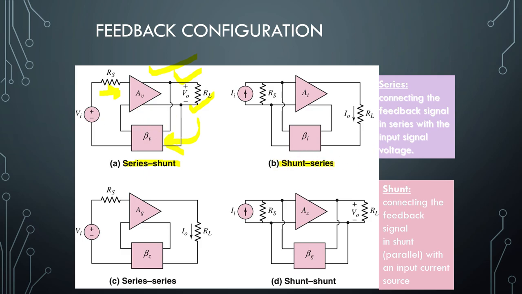Shunt series means what? Output will feed directly in series, not in shunt. Input side will be shunt, like this. Series series means input is also series and output is also in series. Shunt shunt means input is also in parallel and output feedback is also taken in parallel. These four diagrams you have to remember: series shunt, shunt series, series series and shunt shunt.